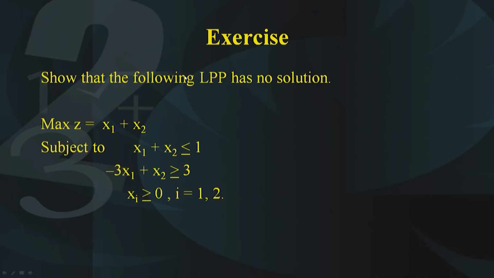As an exercise, I would like to give you this question to solve later on. Solve the following LPP, show that it has no solution. So, the problem is maximization of x1 plus x2 subject to x1 plus x2 less than or equal to 1, minus 3x1 plus x2 greater than or equal to 3, x1 and x2 should both be greater than or equal to 0.